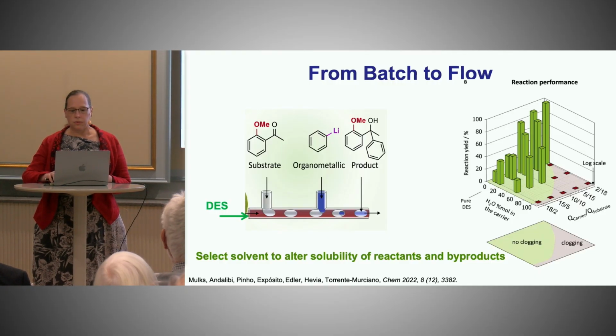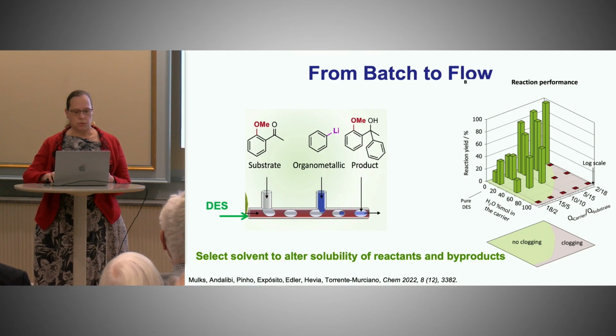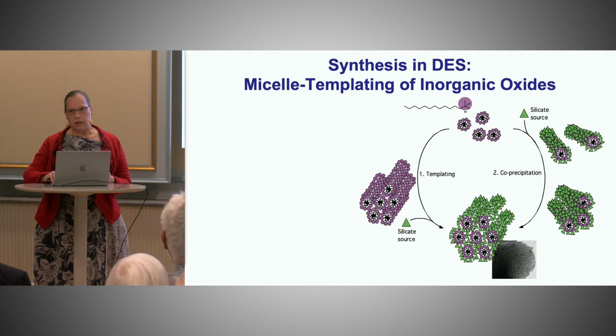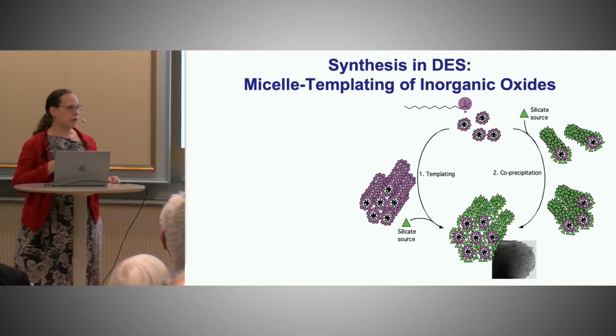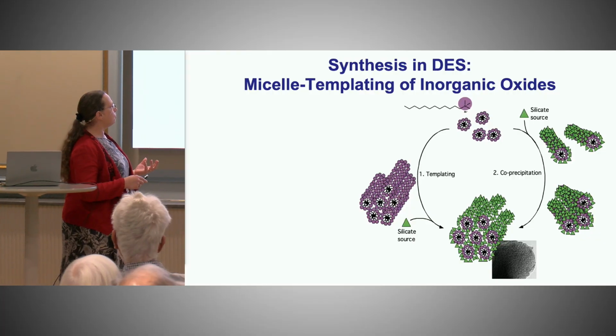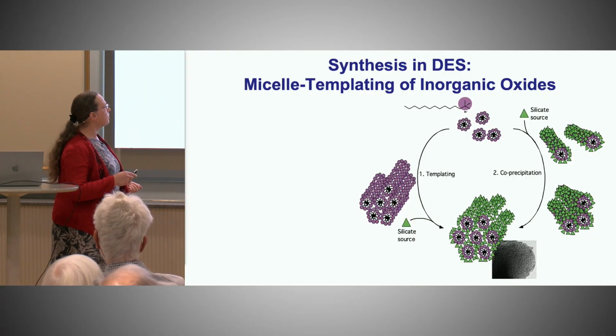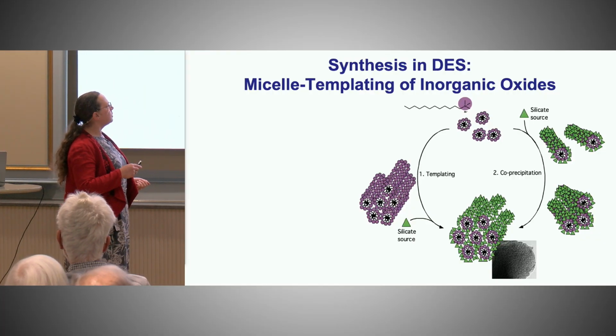So that was one story. The second story I just wanted to tell was about inorganic synthesis in these deep eutectic solvents. Now, for a long time, I've been interested in self-assembly and how we can use that to structure materials. And one classic example of that is using molecules like this, which have a polar part and a non-polar part.